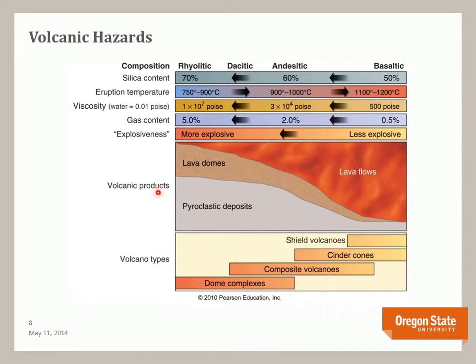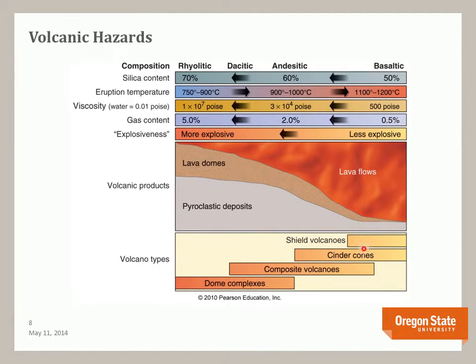Now, associated with all of this is the type of deposits. Basaltic, you tend to have more lava flows. You can get out of the way of those. The more felsic we have lava domes and pyroclastic deposits. Okay, so these are the different types.